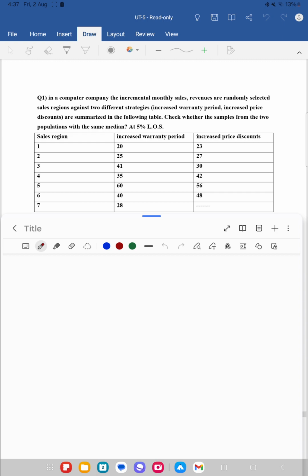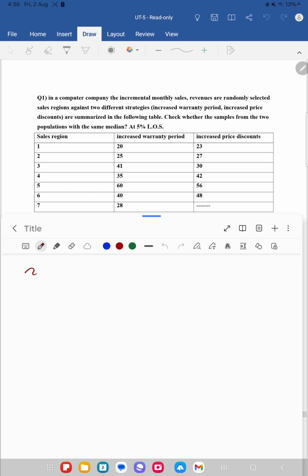So here the question is: in a computer company the incremental monthly sales revenues are randomly selected from sales regions against two different strategies: increased warranty period and increased price discounts. This means they have collected data on two aspects, increased warranty and increased discounts, and all the data is summarized in the following table. Check whether the samples from the two populations have the same median or not. So sales regions were given, increased warranty periods were given, and increased price discounts were given.